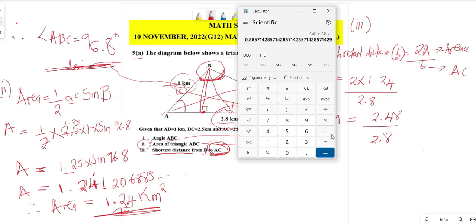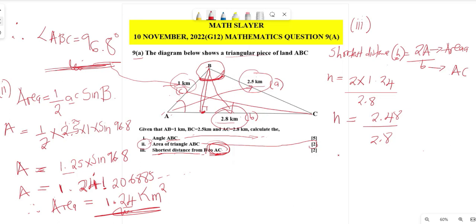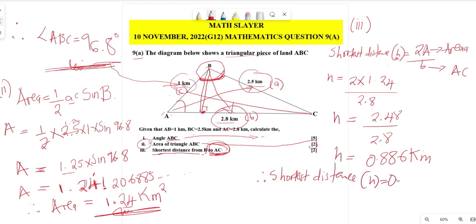So our H is equal to 0.886 kilometers. Therefore, the shortest distance, which is H, is equal to 0.886 kilometers. So this is our answer. It's a very simple calculation that we need to know.